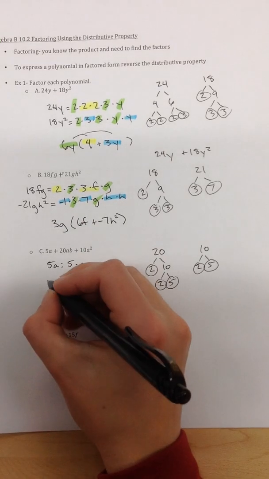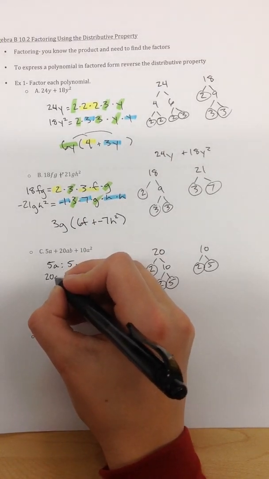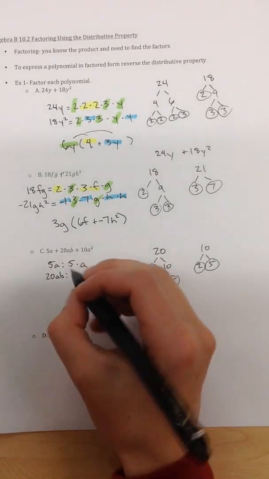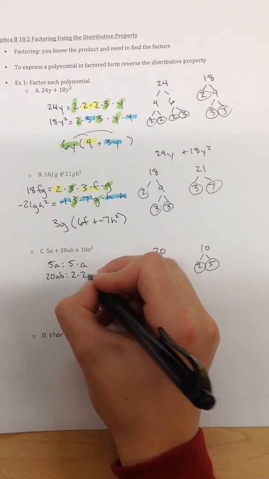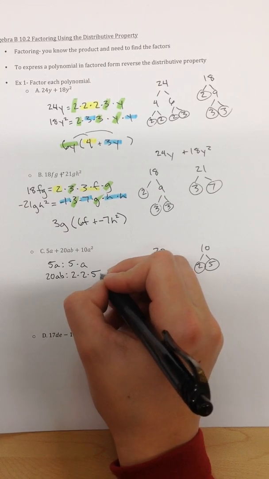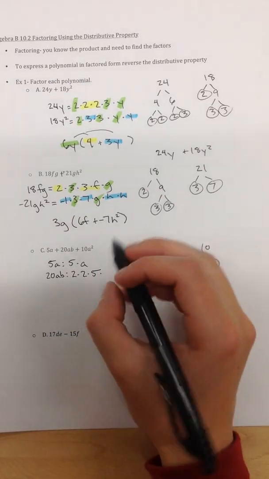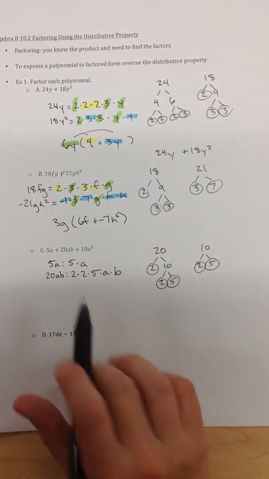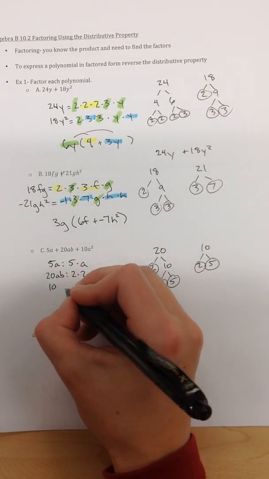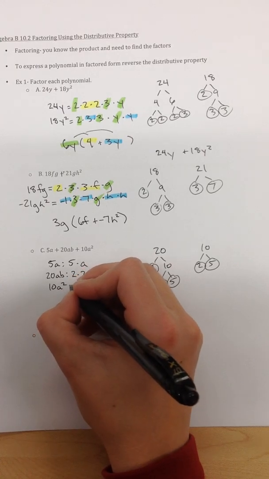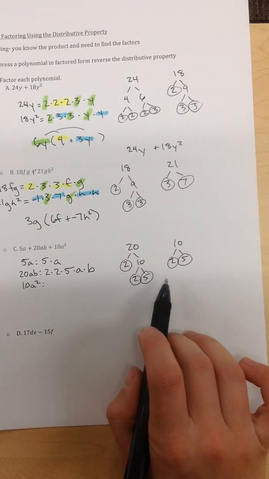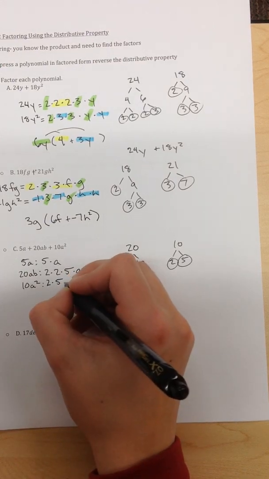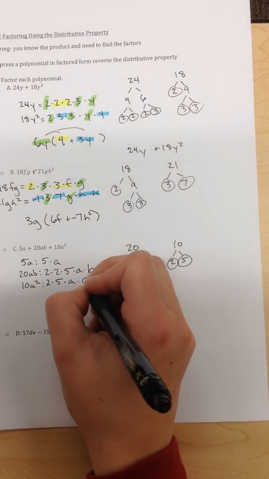So then when I do 20AB, 20 goes into 2, 2, and 5. So times 2, times 2, times 5. Then I got the A times the B, so times A times B. And then I got 10A squared, so 10A squared. 10 broke into my 2 times my 5, so 2 and 5. And then A squared would be A times A.